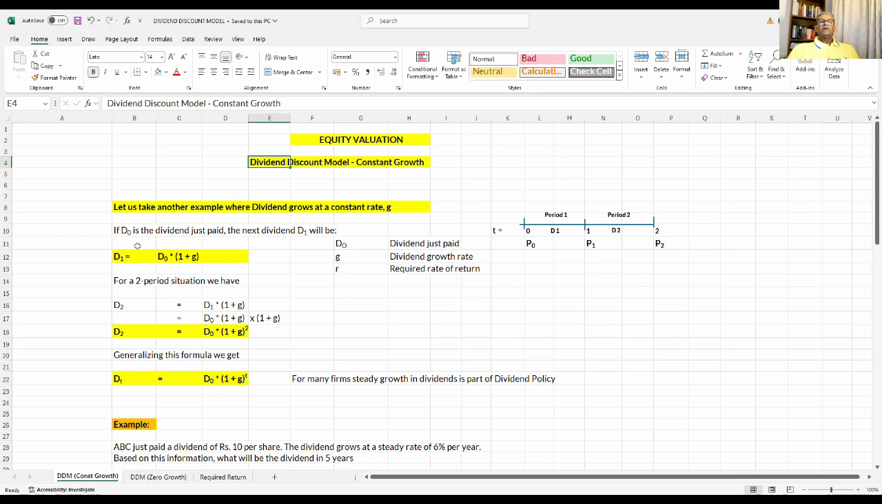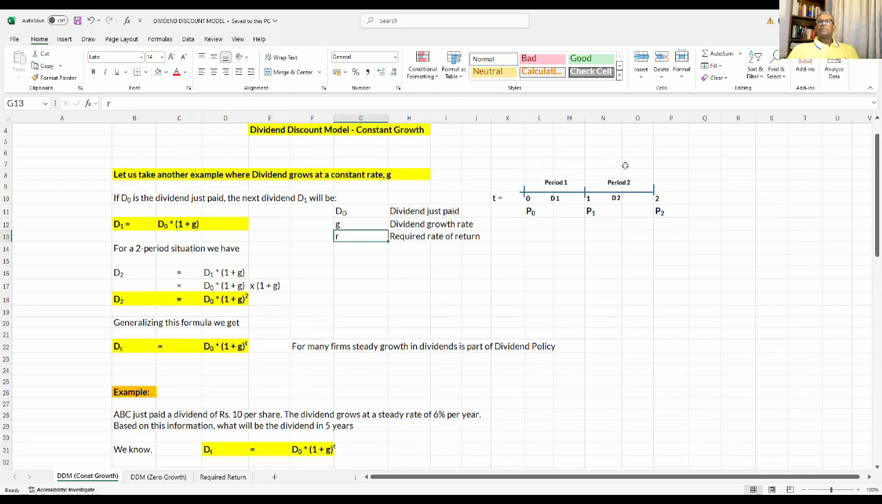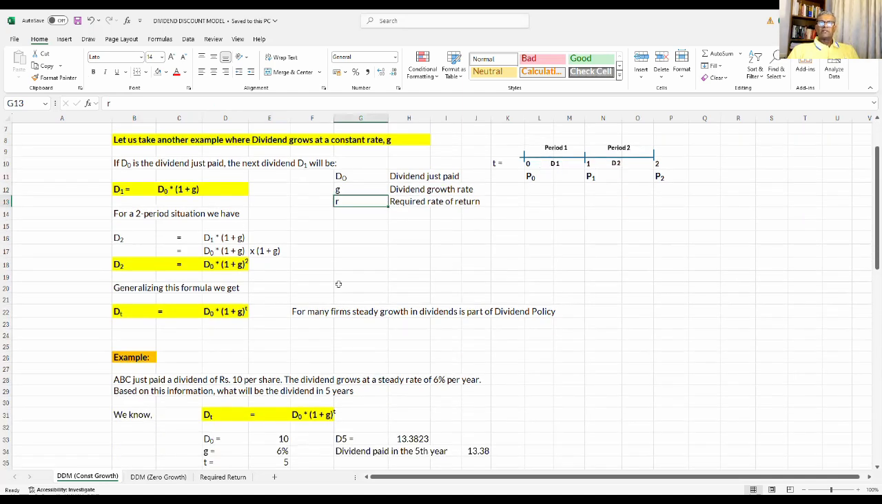Okay, so now from the dividend discount model, we know that D1 equal to D0 times 1 plus G. Okay, so D0 is the dividend just paid, G is the dividend growth rate, and R is the required rate of return. So similarly, for a two-period situation as given here, what is D2? D2 equal to D1 times 1 plus G, because D1 grows at the rate of G. Okay, so D2 equal to D1 times 1 plus G, which can be written in the form of D0 multiplied by 1 plus G whole square. Okay, so generalizing this, we get Dt equal to D0 times 1 plus G to the power t, where t is the time period.